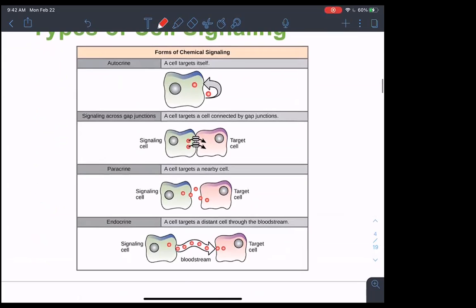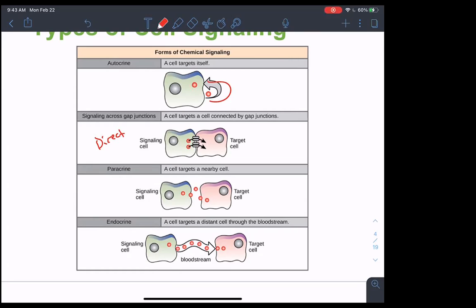All right, so here it is in an animated version. Autocrine, the cell is going to emit a messenger. That messenger comes back around on itself and elicits some response, autocrine signaling. Signaling across those gap junctions is direct signaling. This one right here, they don't spell it out, but this is direct signaling.